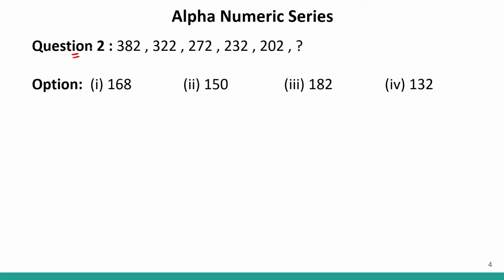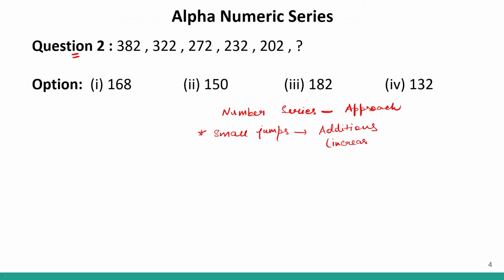Now, question number 2. We have 382, 322, 272, 232, 202. Now, let us talk about the number series approach. So we have discussed this, but let us just quickly revise. Number series approach, I have told you 3 things. First thing is that if you see small jumps between numbers, we assume that it is an addition series if the numbers are increasing. Correct? If the numbers are increasing, we assume it is an addition series. If the numbers are decreasing, we assume that it is a subtraction series. This should be your approach.